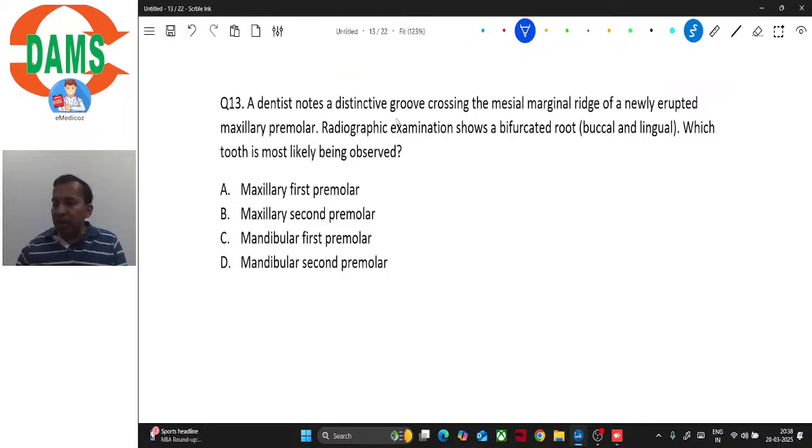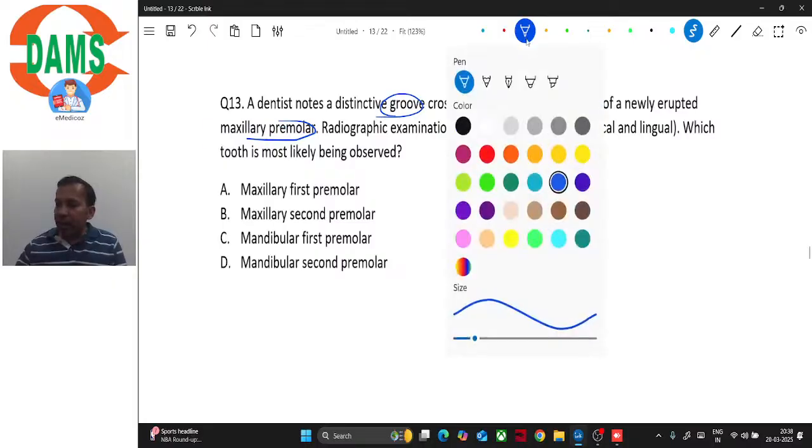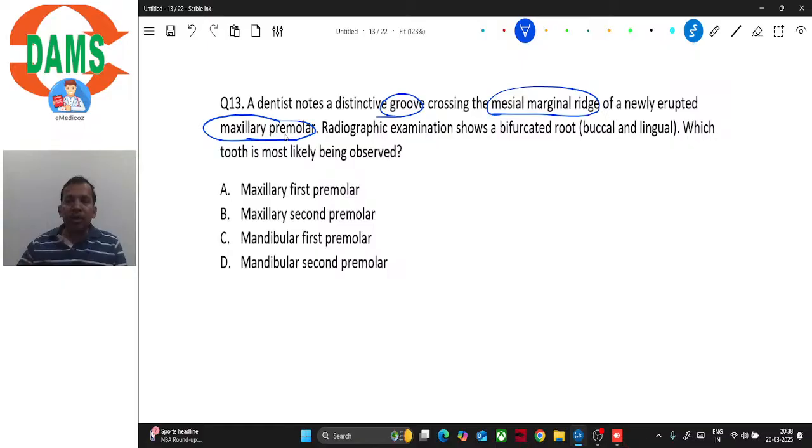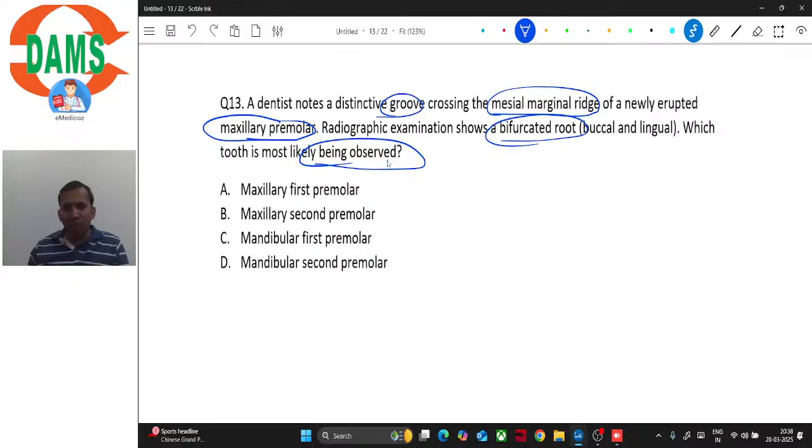Our dentist notes a distinctive groove crossing a mesial marginal ridge. So there is a groove which crosses the mesial marginal ridge of a newly erupted maxillary premolar. Radiographic examination shows a bifurcated root. Which tooth is most likely being observed? So there is a maxillary premolar, its mesial marginal ridge is marked by a groove, and it has a bifurcated root. Do you really need options to answer this question?